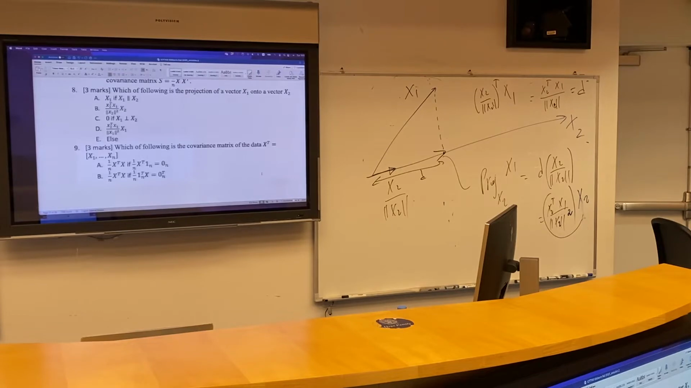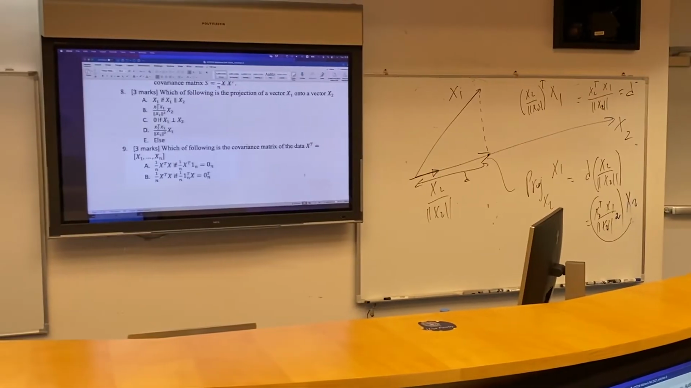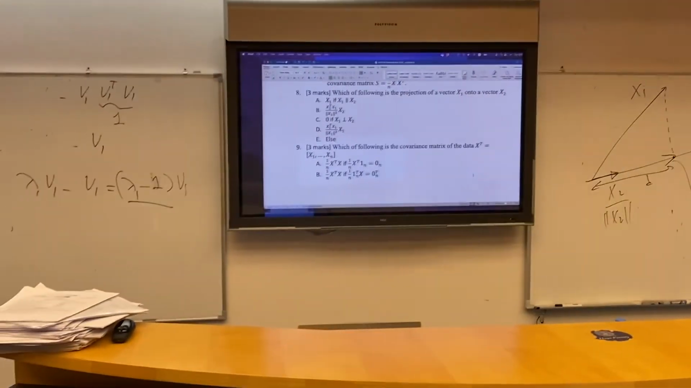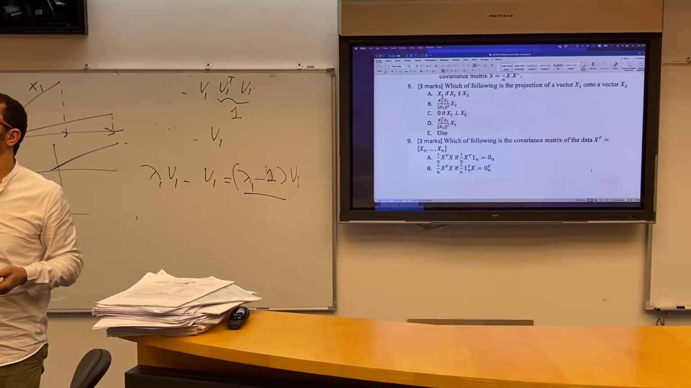How about C? If they are perpendicular, then correct or not? No. In this scenario, no. A is correct, yes. Because if there are two parallel, what is the projection of itself? It's still the same. There's no projection, right?